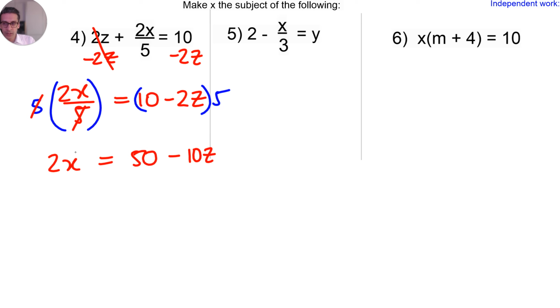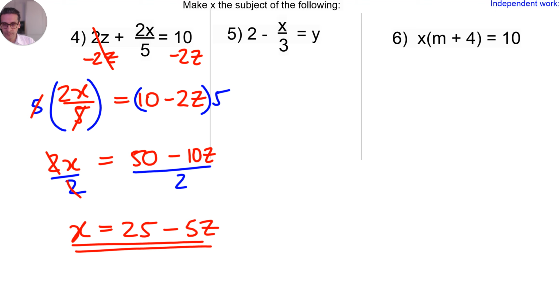And then I'm going to divide both sides by 2. So those cancel out, so x equals, now 50 and negative 10z, you can divide both by 2 because 2 is a factor, so it's 25 minus 5z. That's my final answer. Okay, next question.